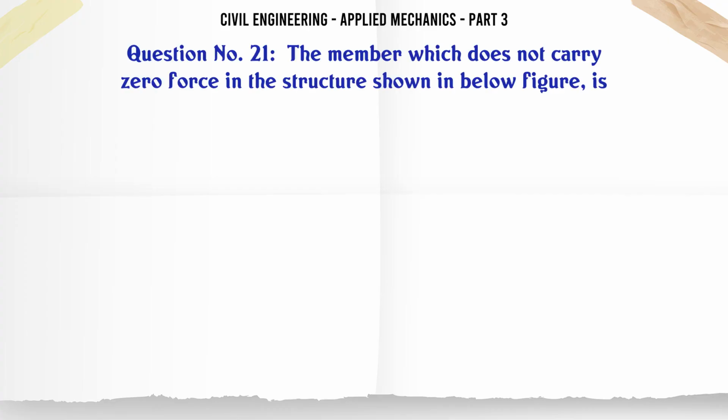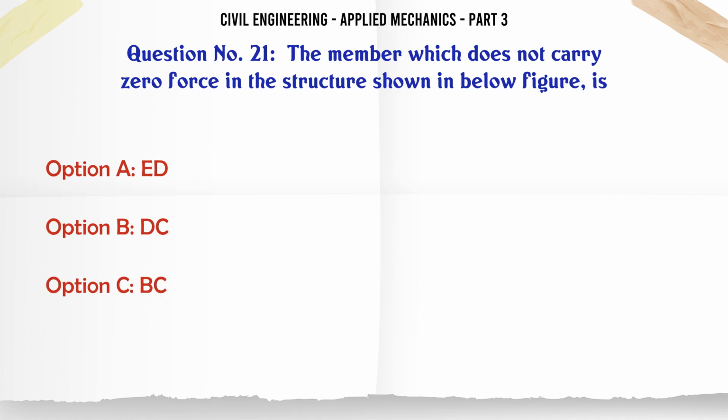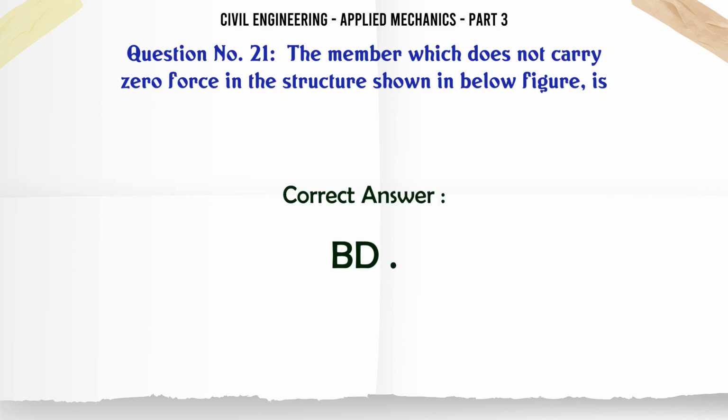The member which does not carry zero force in the structure shown in the figure below is A) ed, B) dc, C) bc, D) bd. The correct answer is bd.